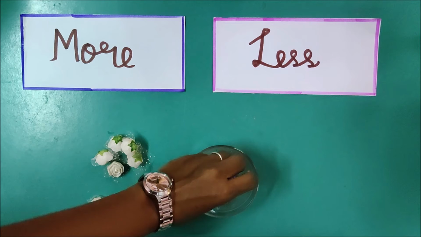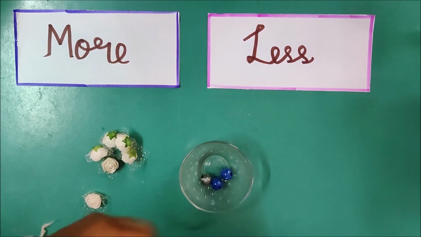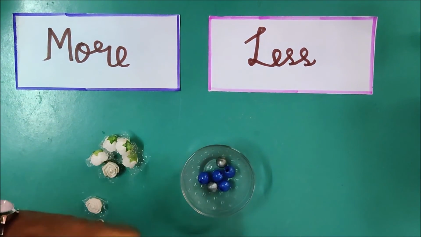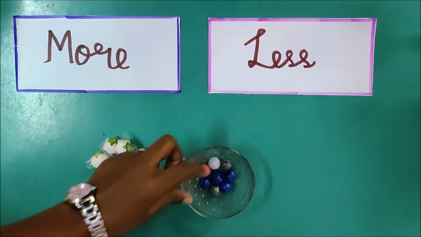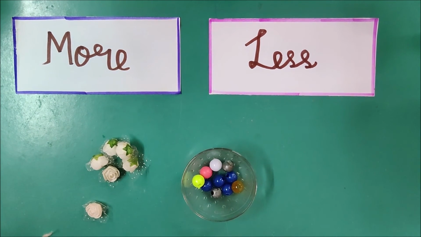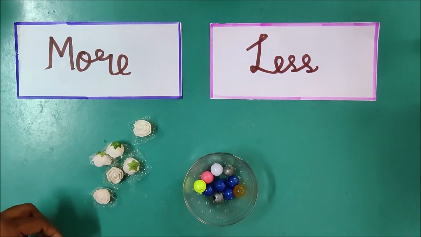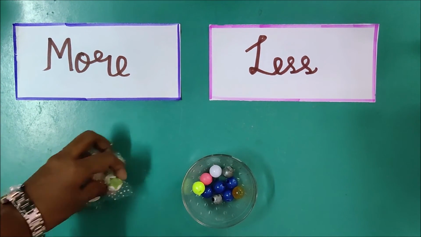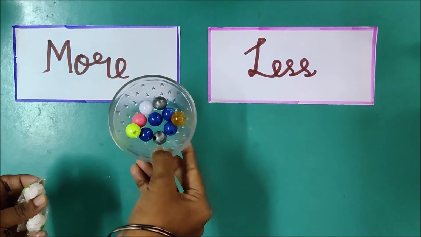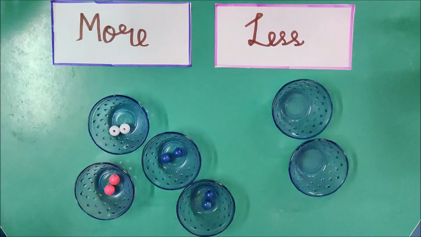Next, I am going to count the beads. Okay. 1, 2, 3, 4, 5, 6, 7, 8, 9 and 10. I have 10 beads and 6 flowers. Which is more and which is less? Yes, 10 beads is more and 6 flowers is less.